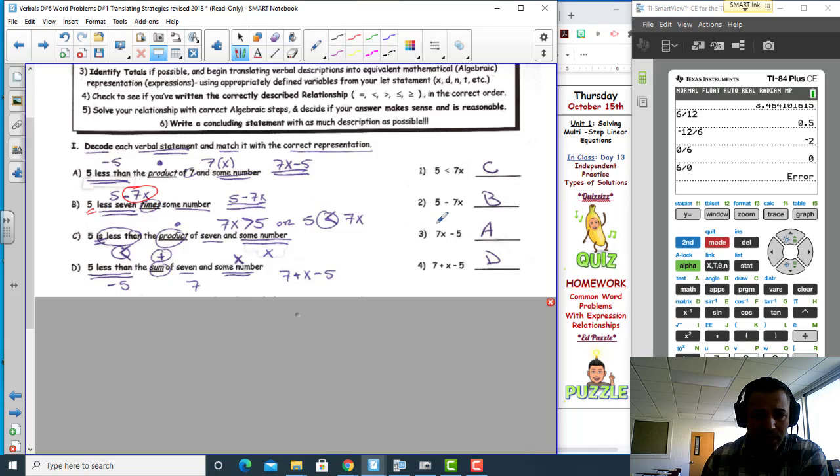And if that was decoded correctly, that would have been choice 2. In letter C, 5 is less than, and the word "is" is a small word with big meaning. It usually means equal, but it's attached to the words less than. 5 is less than, so that's indicating an inequality relationship. 5 is going to be less than whatever comes next. In this instance, it is the product of 7 and some number.